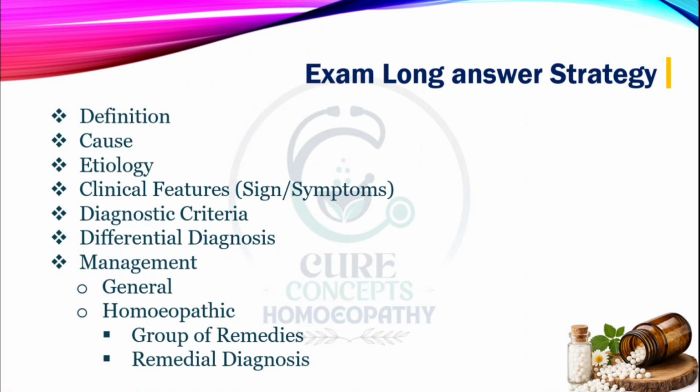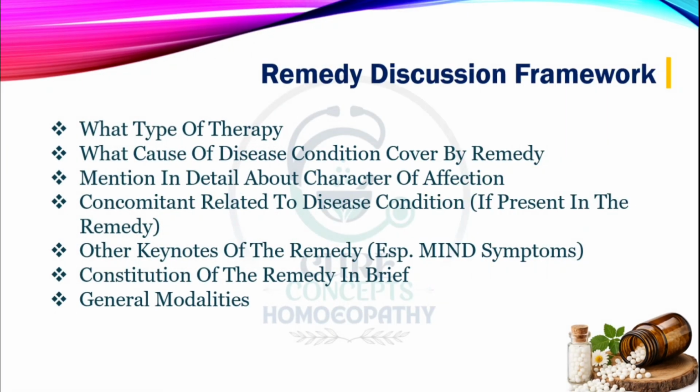Now, exam long answer strategy. In examination, a therapeutics answer should follow a systematic structure. Start with definition, then disease cause and etiology. After that, explain clinical features, signs and symptoms, and mention diagnostic criteria and differential diagnosis. Then describe management, including general management and homeopathic management. After that, mention important group remedies, and finally conclude with remedial diagnosis and remedy differentiation.